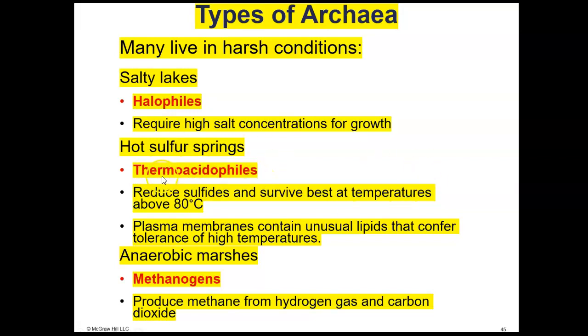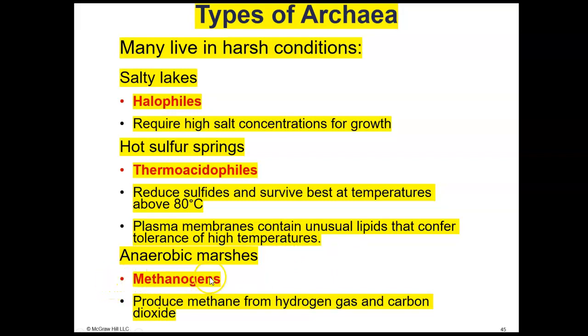The ones that live in hot sulfur springs, like the hot springs in Wyoming, in Montana, Yellowstone National Park, these are called thermoacidophiles because it's very, very hot and very acidic. The pH is very, very low. The way they're able to survive is their plasma membranes contain unusual lipids that confer tolerance of high temperatures. So they are able to tolerate high temperatures.